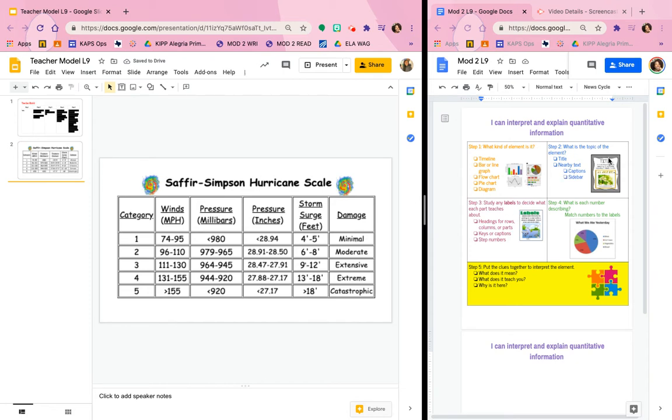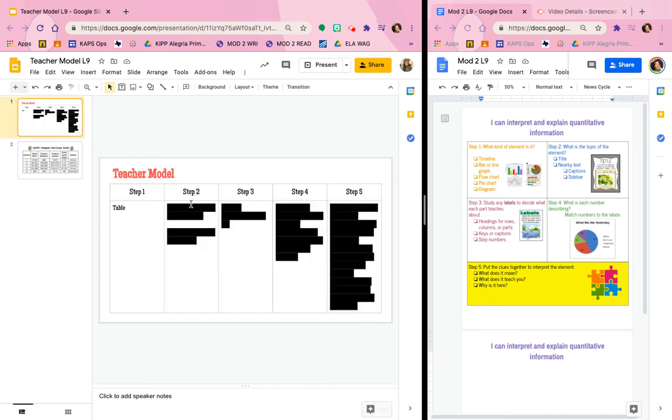Step 2, what is the topic of the element? I need to look at the title and in the nearby text. So the title is telling me this is the Saffir-Simpson hurricane scale. Taking a glimpse at some of the words and numbers, I see things like categories 1, 2, 3, 4, and 5. I see things like minimal, moderate, extensive, extreme. This tells me that this table is going to tell me about different kinds of hurricanes.